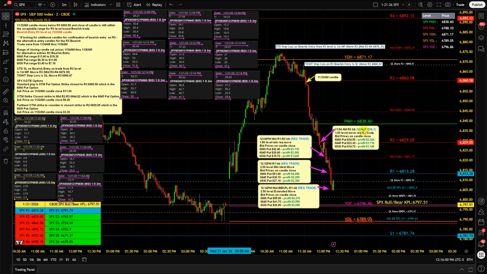11:54 a.m., R2 hit, scalp only. Again, scalp only, 100% exit of all contracts. If you're just doing a scalp only, 68.60 put, 34.50. Those are shown here, 11:54 a.m. 68.60, 34.50 bid on the candle close, 11:54 a.m. candle. 68.45, that's a profit of $2,000 on that 34.50, $2,320 per contract on the scalp. So that's quite a bit for a scalp.